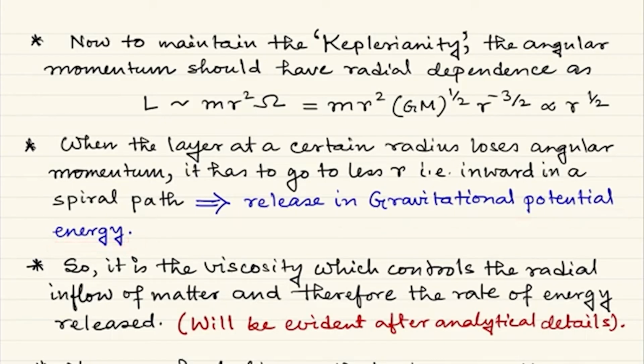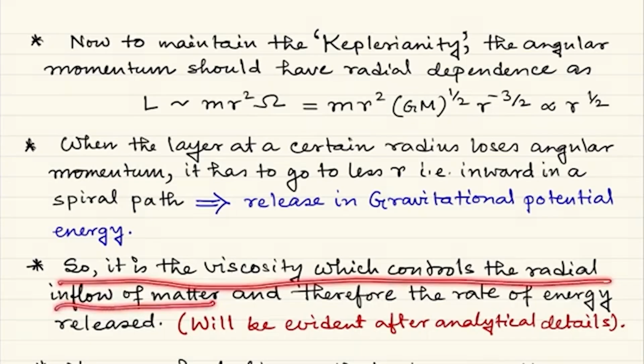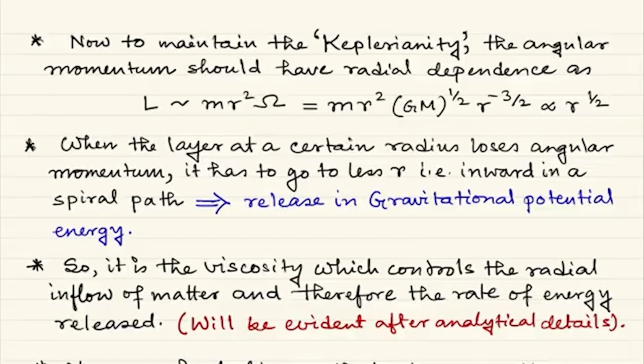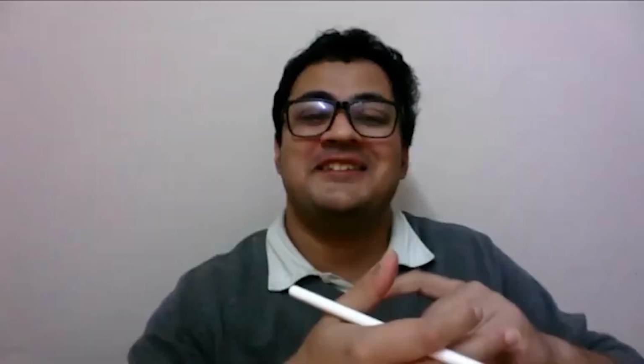Now you see that it is only the viscosity which controls the radial inflow of the matter. So if the fluid does not have any viscosity, then even if there is a velocity gradient or angular velocity gradient in two successive layers, there is no necessity for the system to transfer angular momentum from one layer to the other. It is only due to viscosity that this is possible. So in the absence of viscosity, this mechanism would have been absent.